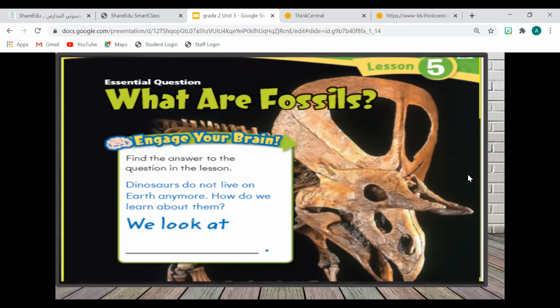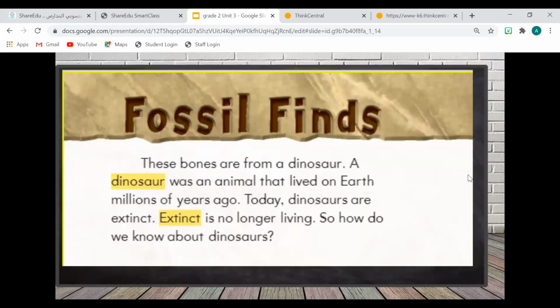Why did I say it's a fossil and not a bone or a skeleton? Because this bone turned to stone. See, it's really hard, not like a bone, it's really hard like a stone or a rock. So fossils actually turn to rocks. It can be anything. It can be a bone, it can be a footprint, it can be an imprint.